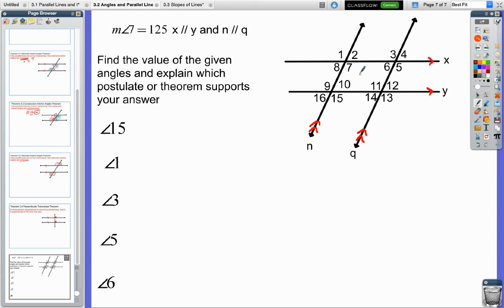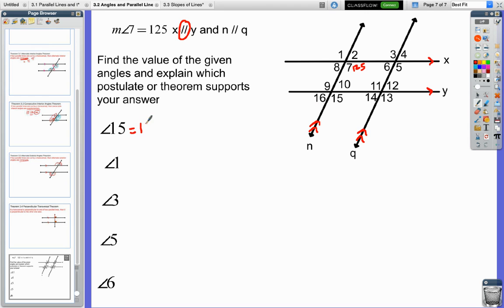We know that angle 7 right here is 125. Okay, and then we know that X and Y are parallel. That's what these double lines right here mean. They're parallel to each other. And N and Q are parallel to each other. Let's find these values. So let's look at angle 15.